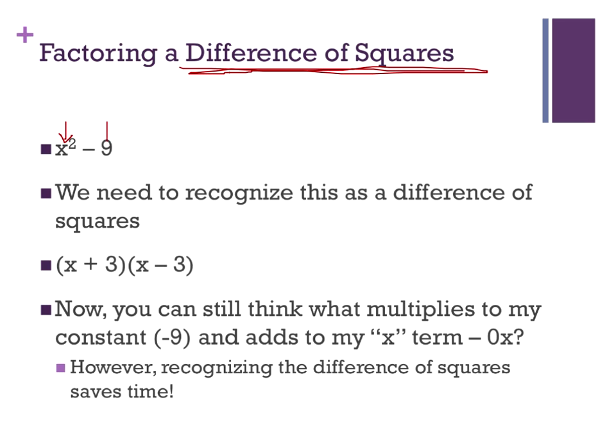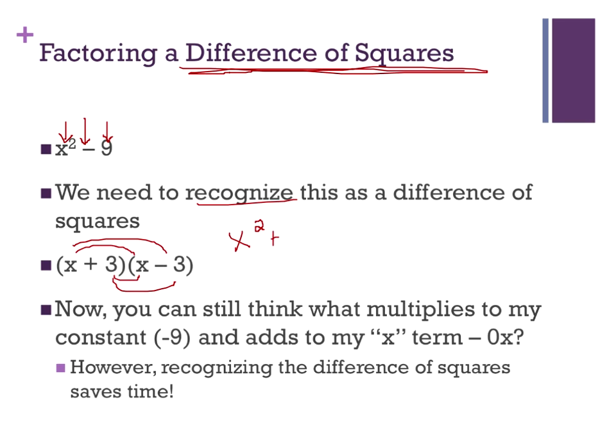We can recognize this as a difference of squares. The difference of squares comes because x squared is a perfect square, 9 is a perfect square, and there's our difference, right? There's our subtraction sign. So recognizing this, we know that it factors into x plus 3, x minus 3, right? We have that sum and difference of the same two terms.